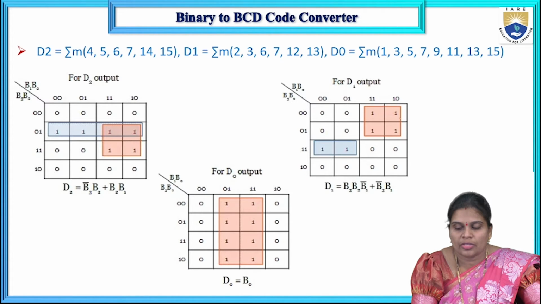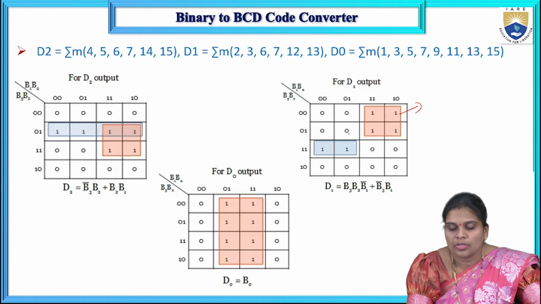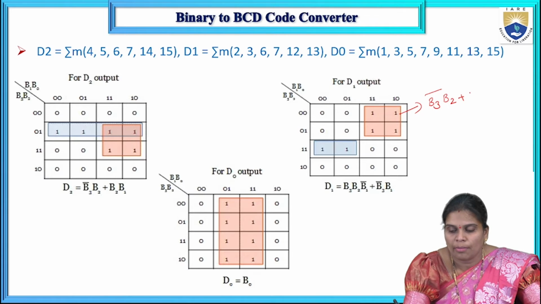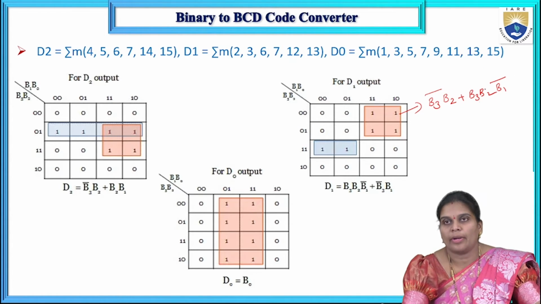So here these 4 are forming one group and these 2 are forming one group. So only 2 groups are there. For this group, the common variable is B3 bar. For this one, the common variable is B2 plus. For these 2, the common one is B3, B2. This one is B1 bar. B3, B2, B1 bar plus B3 bar, B2.